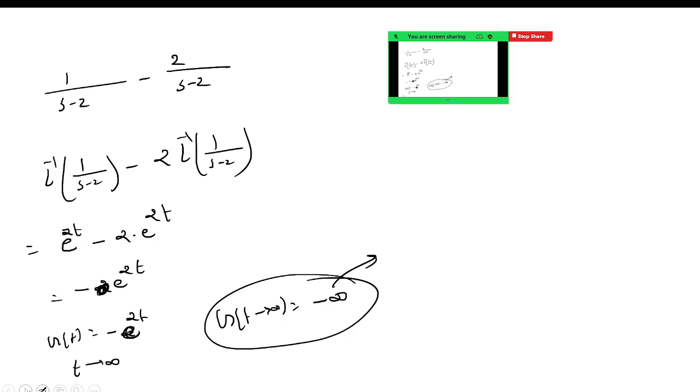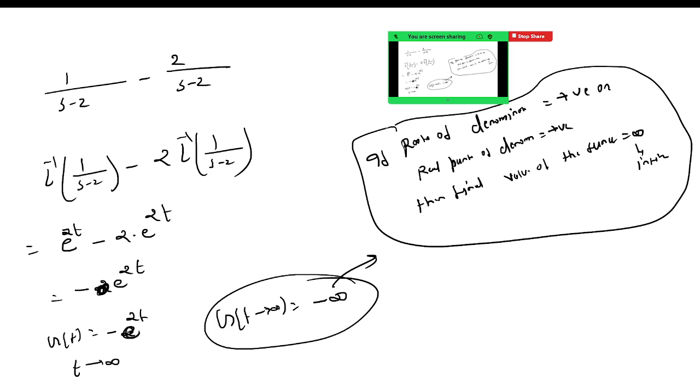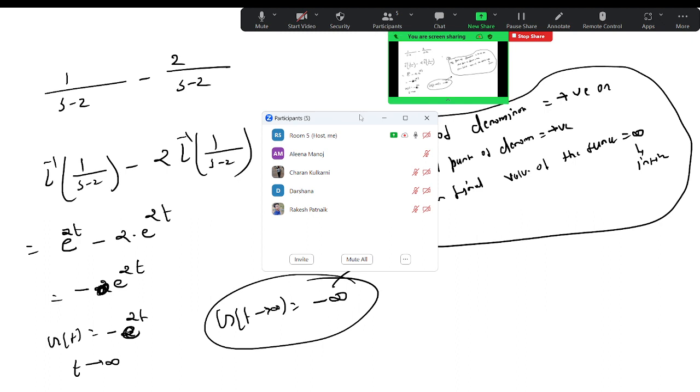So the thing is that the essence of doing this particular thing is that if the roots of the denominator are positive, or the real parts of the roots of the denominator are positive, then the final value of the function will be infinity or infinite. I'll tell you later in this topic that I'll be calling this particular system an unstable system. Which system is called a stable system depends upon the final value of the particular function, right? Anyone any doubt till now?